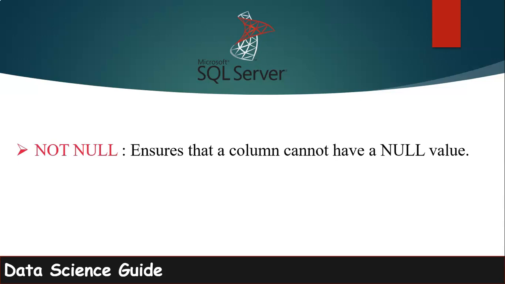The first one is not null. This constraint is used to ensure that a column cannot have a null value. So from its name, when you created or added this constraint to a certain column in a table, that table cannot accept any null value. So you should add a value in that column.